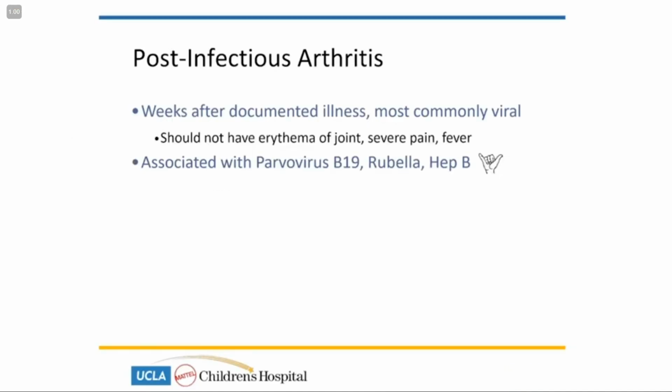As you may know, post-infectious arthritis is noted weeks after a documented illness. It's most likely a viral infection, which is why it happens in children so often. The arthritis should not have a lot of redness to the joint, erythema of the joint. It shouldn't have severe pain. No fever should be accompanied in a post-infectious arthritis. ABP wants you to know the specific pathogens associated with it, which include parvovirus, rubella, and hepatitis B.